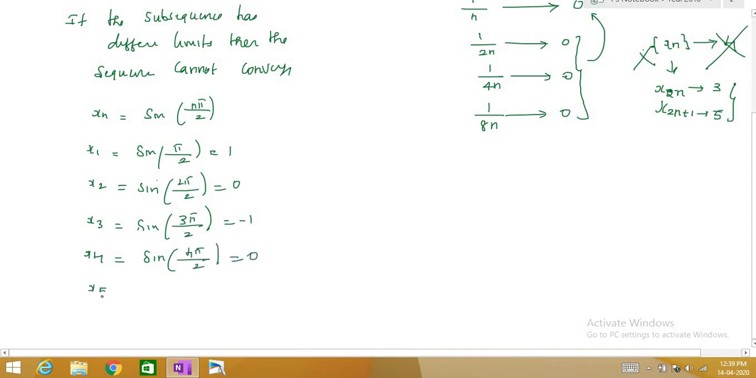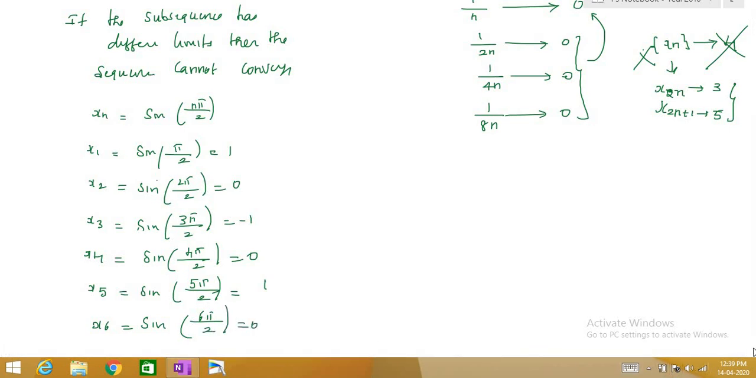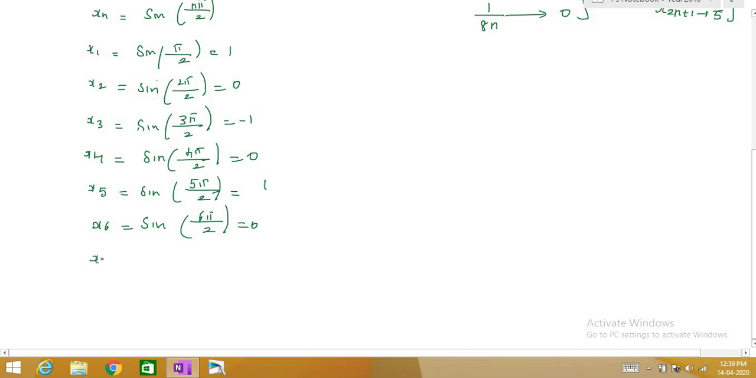What will be our x5? Our x5 is sine(5 pi by 2), and sine(5 pi by 2) is 1. What will be our x6? It is sine(6 pi by 2), which is again 0, as it is equal to sine 3 pi. What will be our x7? It is sine(7 pi by 2), which is again equal to minus 1. And what will be our x8? It is sine(8 pi by 2), which is sine 4 pi, equal to 0.